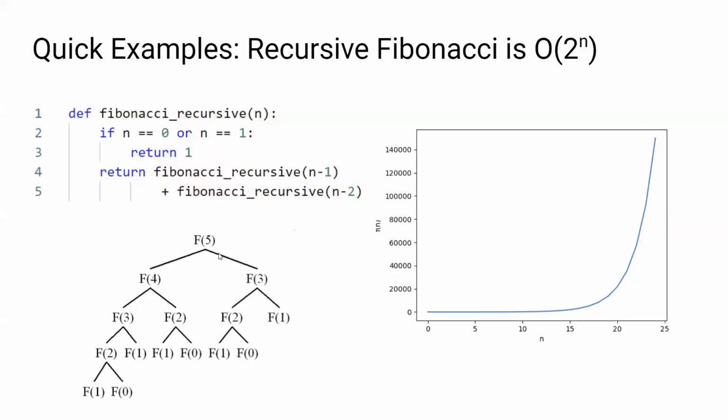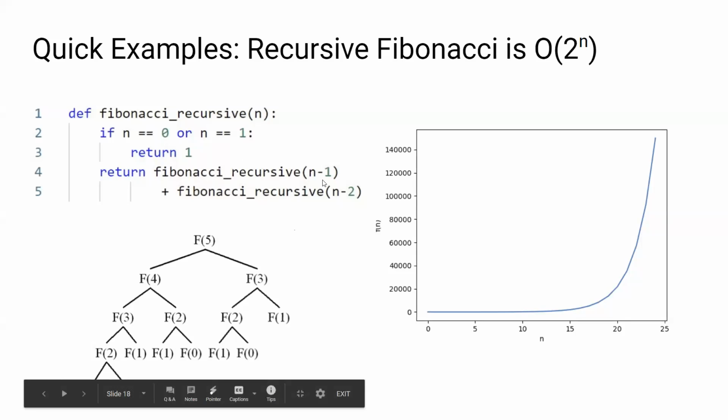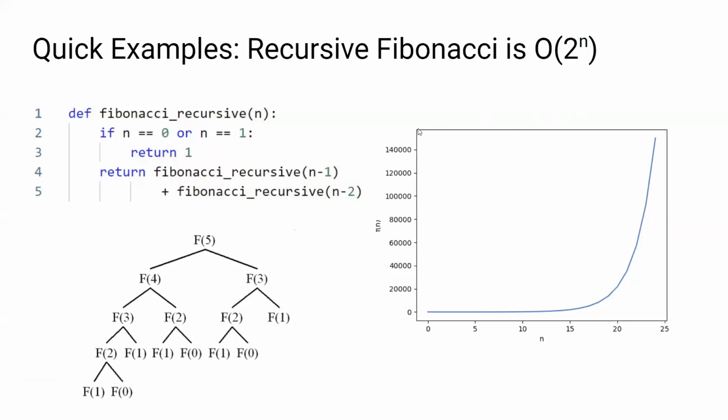Because you can see in this tree here, to know f of 5, we need to call f of 4 and f of 3. To know f of 4, we need to know f of 3 and f of 2. To know f of 3, we need to know f of 2 and f of 1. And then finally, f of 1 and f of 0 can return. So this is called an exponential relationship, or exponential time. You can see just for the number 23 or so, it's already at 140,000. So it gets really big really fast.